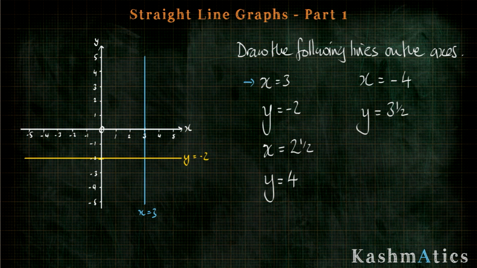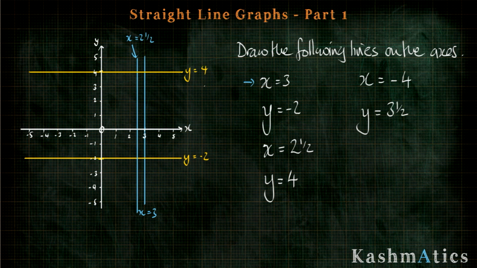The next one, x equals 2.5. So let's find 2.5. That's there. Okay, so this one here, x equals 2.5. Y equals 4 is next, so it's going to cross the y-axis at 4. So horizontal line, y equals 4.